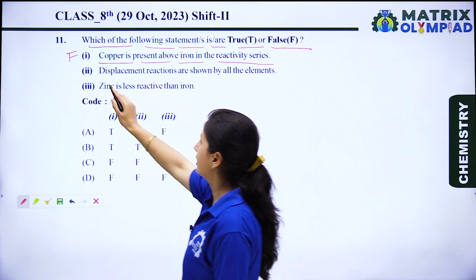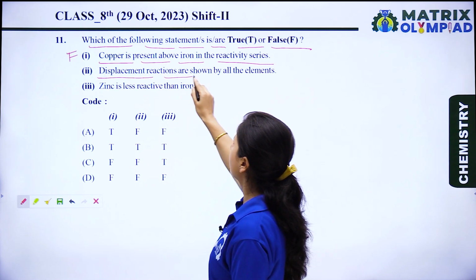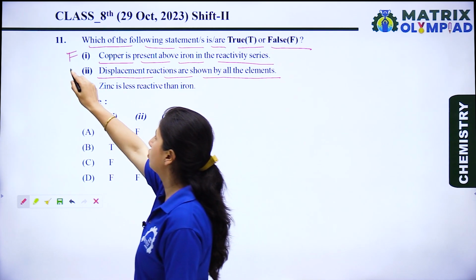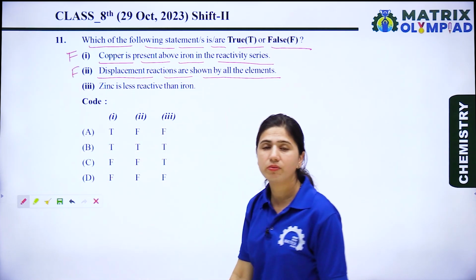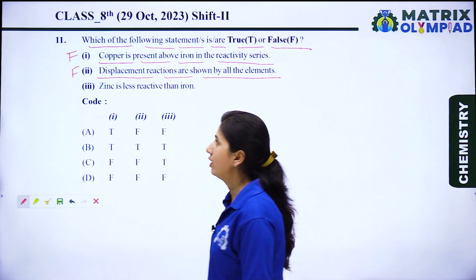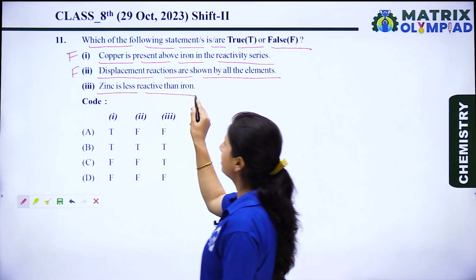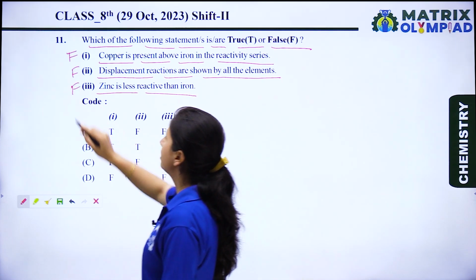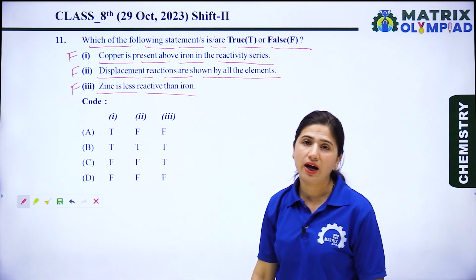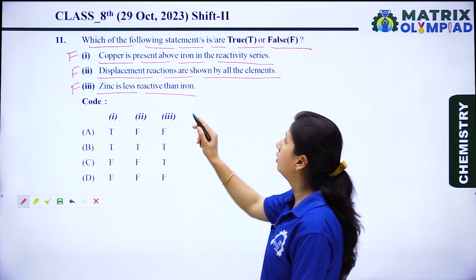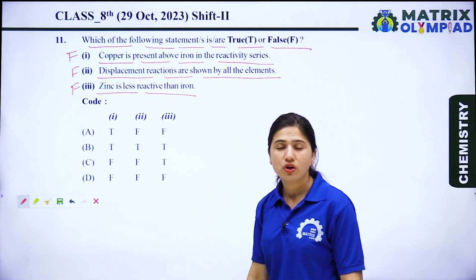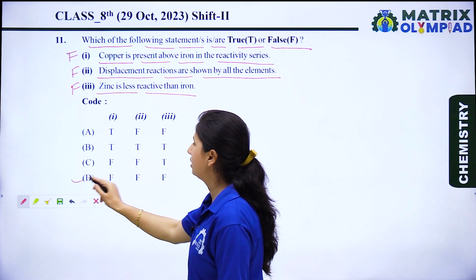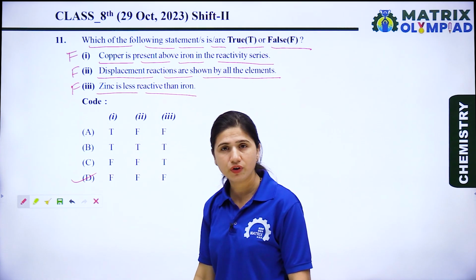Now let's see the next statement. Displacement reactions are shown by all the elements. No, displacement reactions are not shown by all the elements. So this statement is also false. Now let's see the next: zinc is less reactive than iron. This is completely a false statement. We know that zinc is more reactive than iron because zinc is present above iron in the reactivity series. So all three statements are false. False, false and false means option D is the right option for this question.